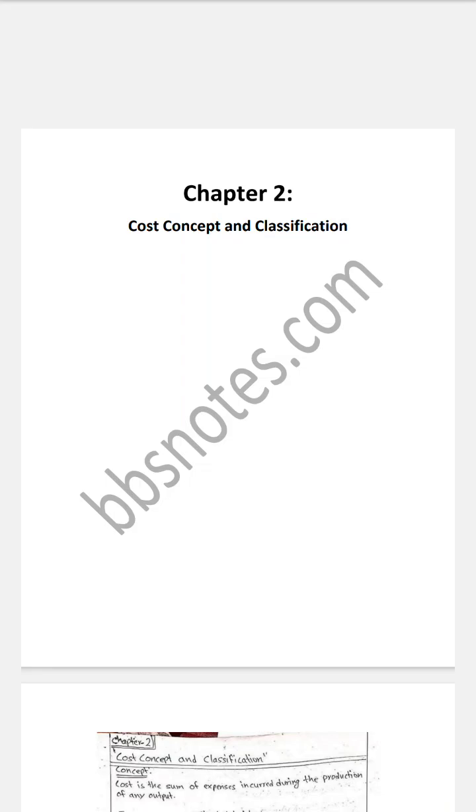Chapter 2: Cost, Concept and Classification. Cost is the sum of expenses incurred during the production of any output. Expenses: direct materials, direct labor, direct expenses, factory overheads, office and administration overhead, plus selling and distribution overhead.